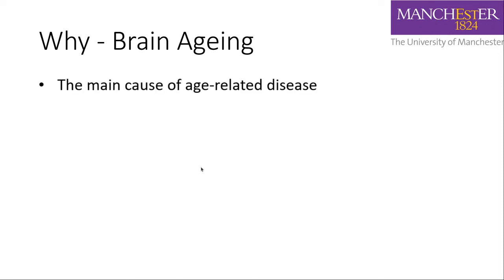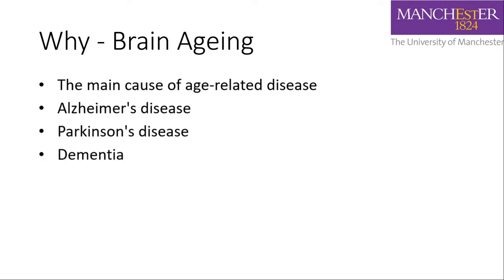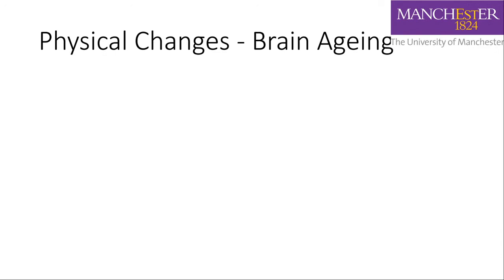Aging is the main factor of age-related diseases such as Alzheimer's disease, Parkinson's disease, and dementia. If we can stop this process at the early stage, we can prevent the age-related diseases. In this project, we focus on the physical changes in our brain throughout the aging process.